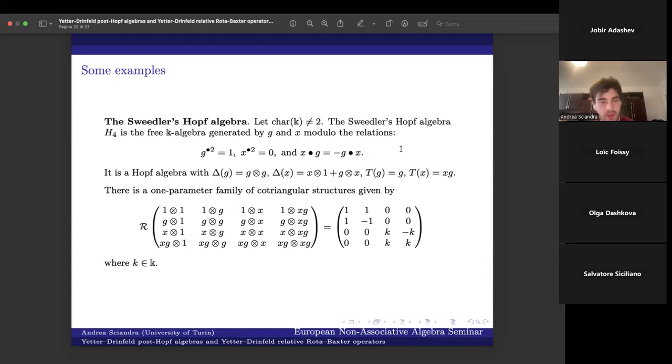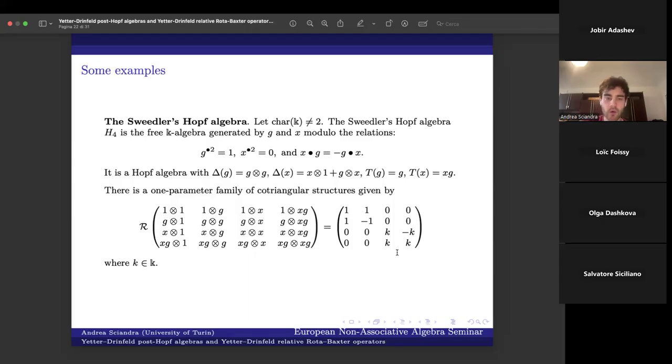It is known that there is an exhaustive one-parameter family of co-quasi-triangular structures, which are all co-triangular in this case, given by this. You can see that when you don't consider X, so on (1,1), (1,G), (G,1), and (G,G), you have 1 or minus 1. While if you have X on just one of the two entries, you have 0. While if you have X on both entries, you have K, or just minus K.